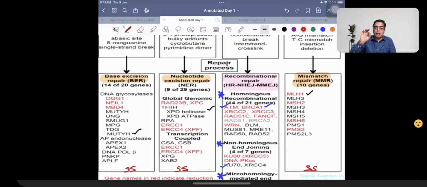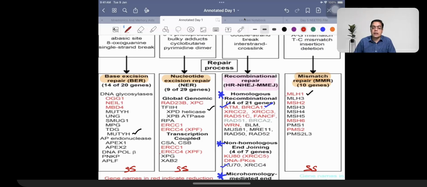Point number 1 which I want you to remember over here is going to be a simple fact. Whenever we are talking about mismatch repair genes, it is MSH and MLH. Second thing which I want you to remember is that whenever we are talking about nucleotide excision repair genes, you need to be familiar with xeroderma pigmentosum. That is what you need to remember.